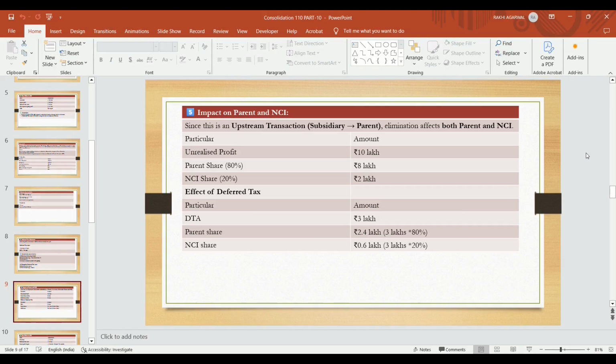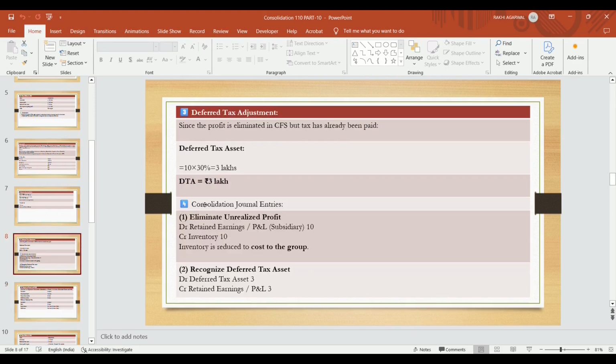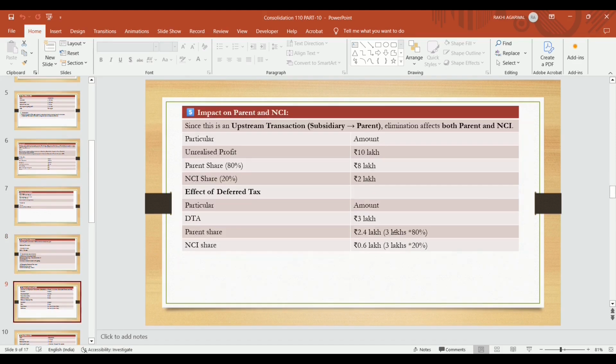Effect on deferred tax, that is DTA. DTA becomes 3 lakhs. So in this case, 3 lakhs is recognized here. It depends on the 30% of 10 lakhs, that is 3 lakhs. In the deferred tax asset, parent share is 80%, that is 80% of 3 lakhs, it becomes 2.4 lakhs. And NCI share becomes 20% of 3 lakhs, it becomes 0.6 lakhs.